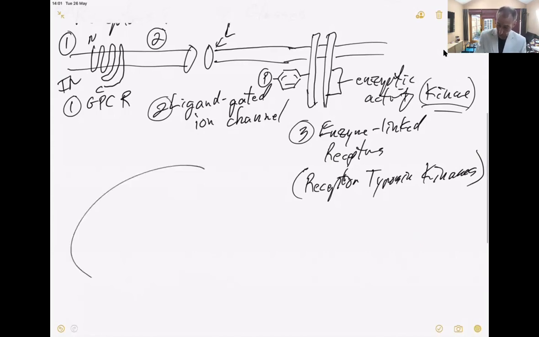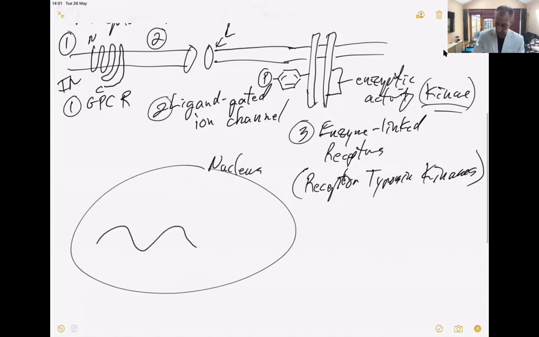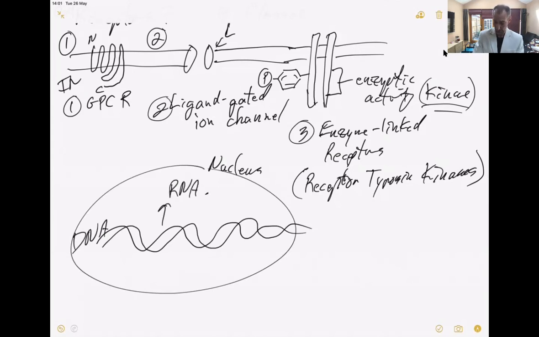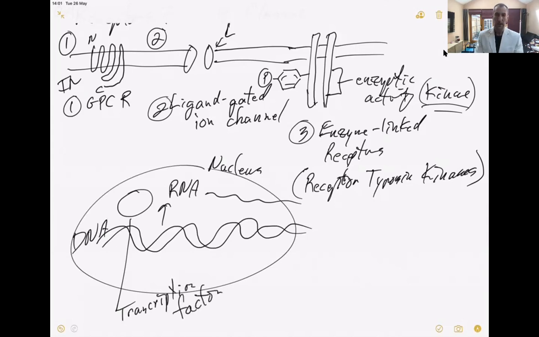If we've got a nucleus, we'll have DNA in the nucleus, and we'll get transcription to RNA. This is dictated by a transcription factor. And these transcription factors will bind a small molecule. Let's say it binds a steroid.